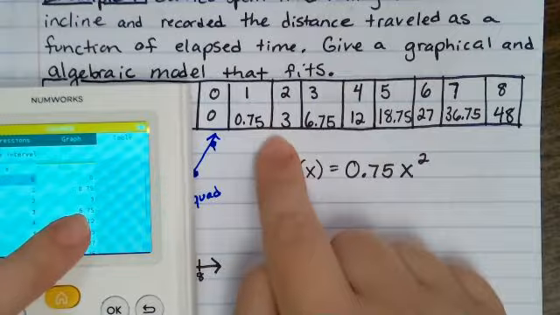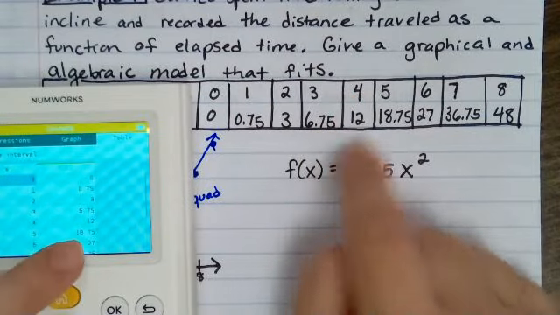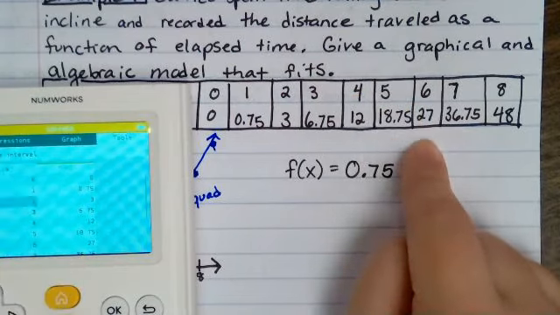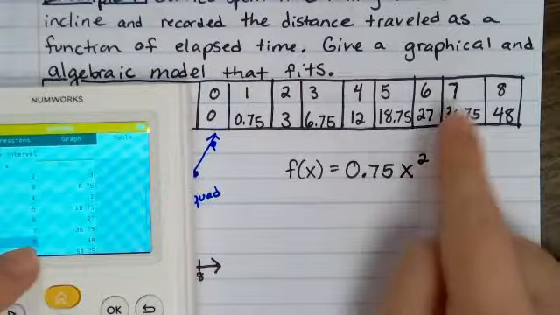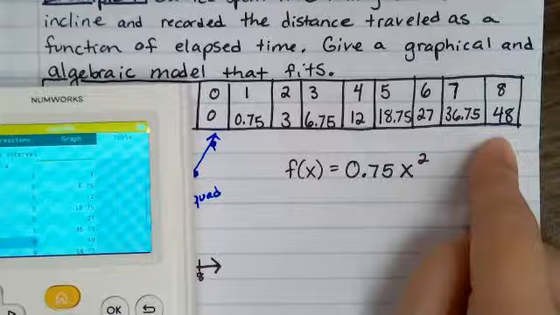2, 3, good. 3, 6.75. We have 4, 12. 5, 18.75. 6, 27. This is looking good. Keep going a little bit more. 7, 36.75. Then we have 8, 48.